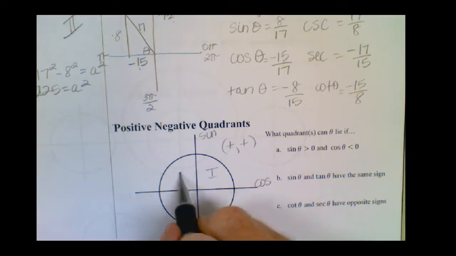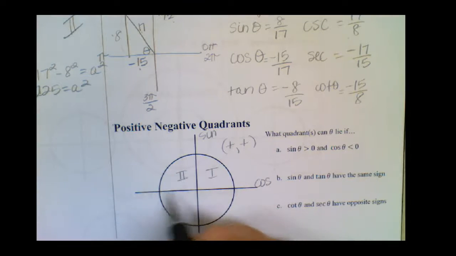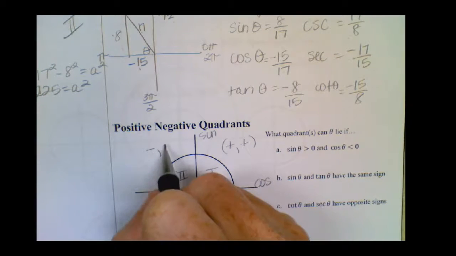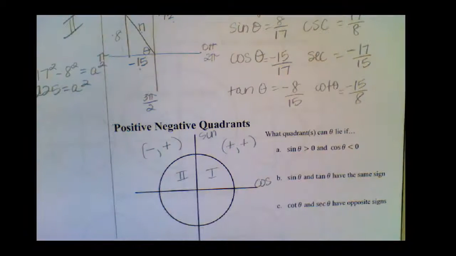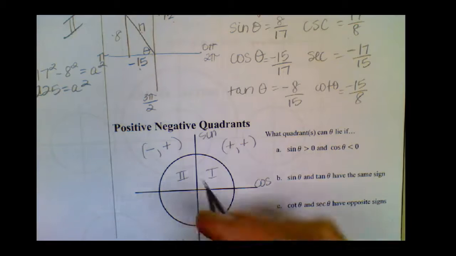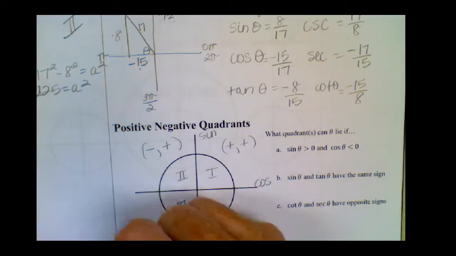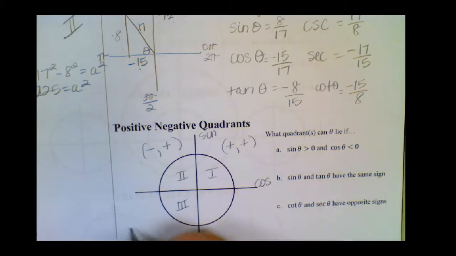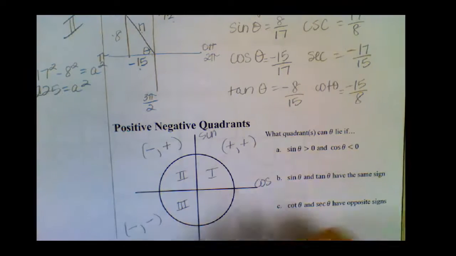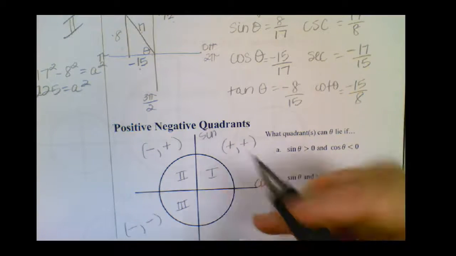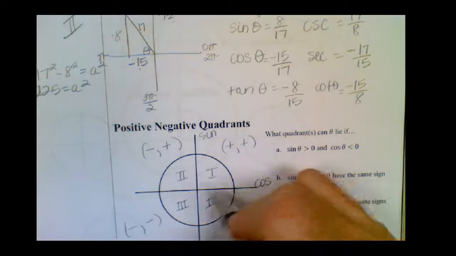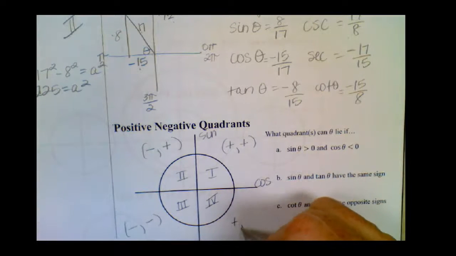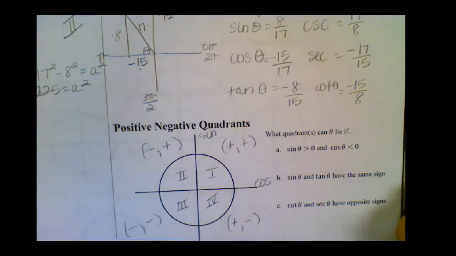In quadrant 2, my x value or my cosine value is negative, but my sine value is still positive. We're still above the x-axis. Down in quadrant 3, everything's negative. I've got negative cosine, negative sine, right? And then in quadrant 4, I have exactly the opposite of what I've got over here. I have a positive cosine, but a negative sine, okay?